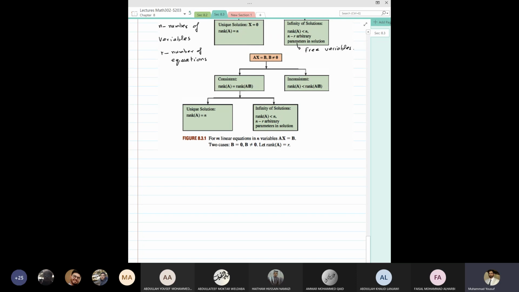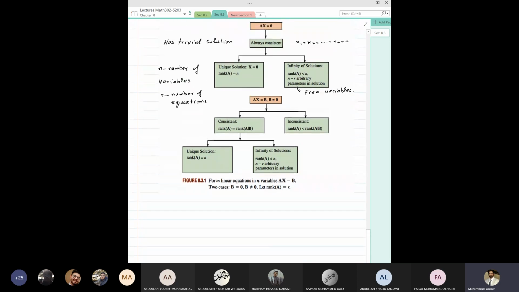Now, when we have a consistent system, we have two possibilities. Maybe there is one solution, maybe there are infinitely many solutions. And same thing is here, like for the homogeneous case, when rank of A is equal to number of variables, then unique solution. And if rank of A is less than n, then infinitely many solutions, and n minus r will be free variables. So this is the whole story.